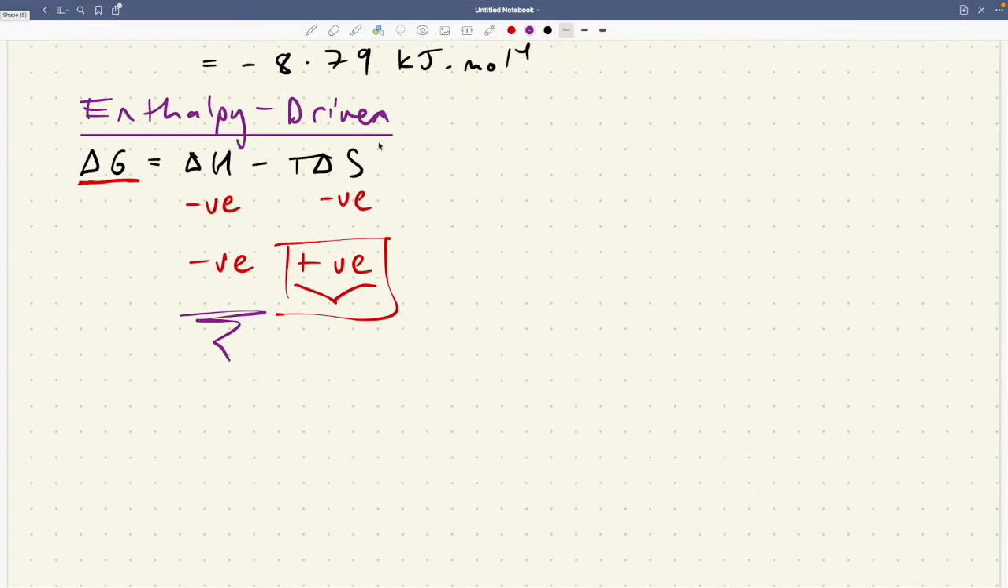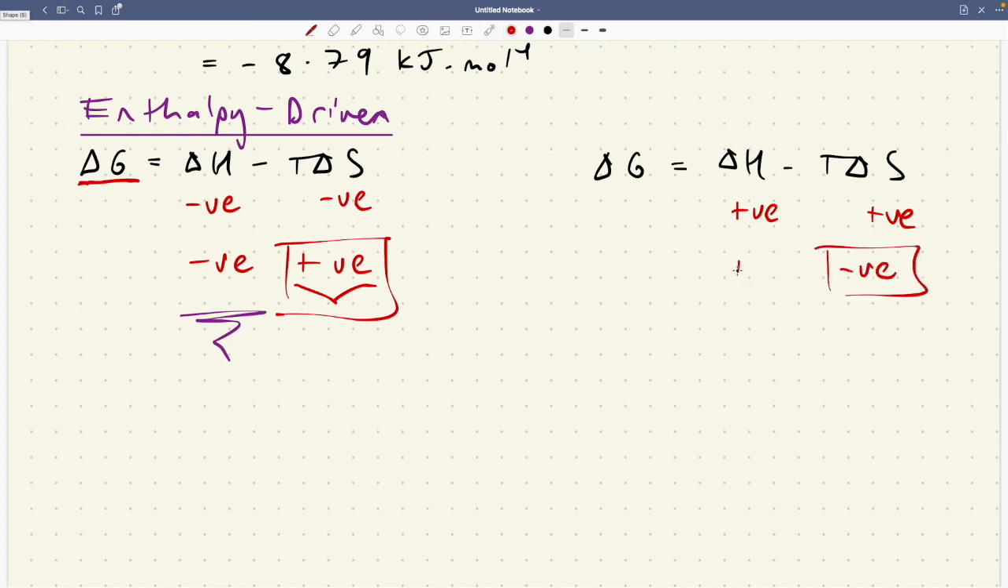So let's consider this over here. Now we have delta G equals delta H minus T delta S, but we've got a positive value for our delta H, and we've got a positive value for our T delta S, where our minus times that positive over here is going to make this the negative value, and this is the positive value.